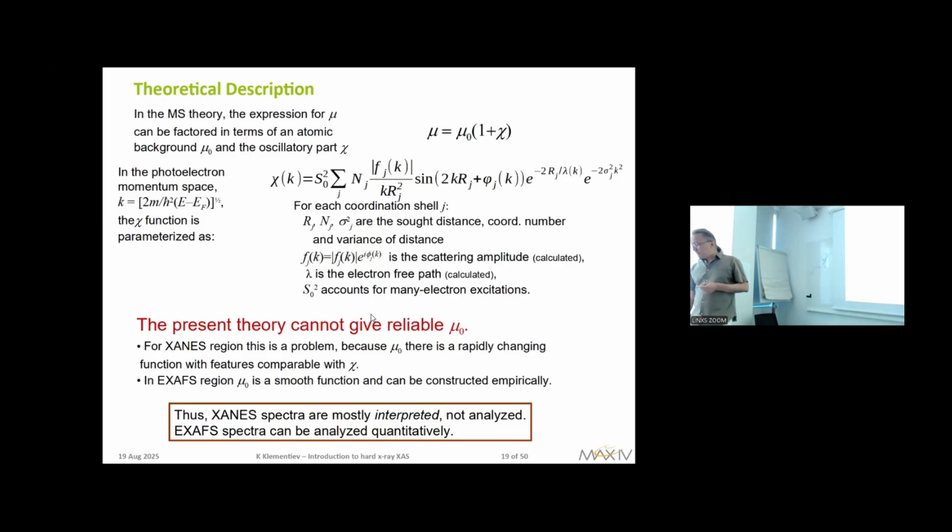If we consider the edge itself, there mu 0 is the main quantity. It's basically the edge itself, and we can't reliably calculate it. Therefore, the edge itself is mostly analyzed qualitatively, so it is interpreted. Whereas in the further part, the EXAFS part, the main part is this chi, the oscillatory part, and we can analyze it already quantitatively. I will come to the examples right now.